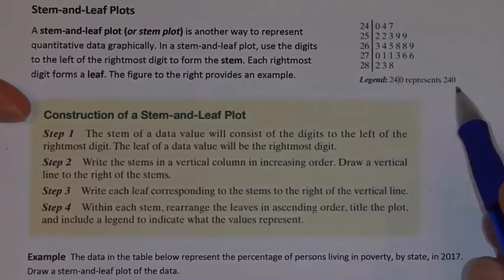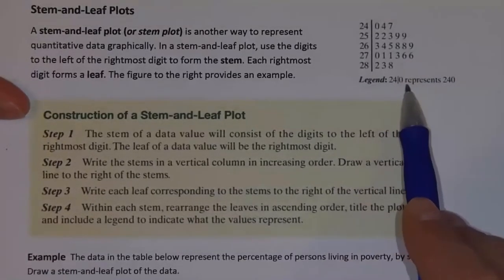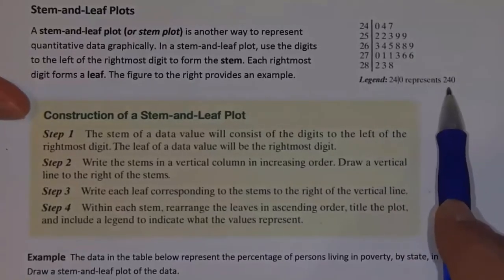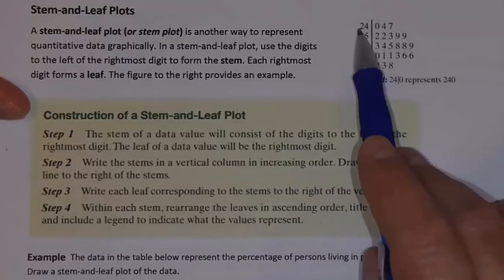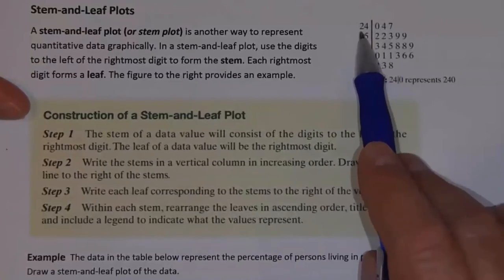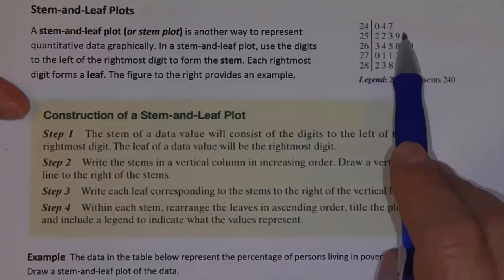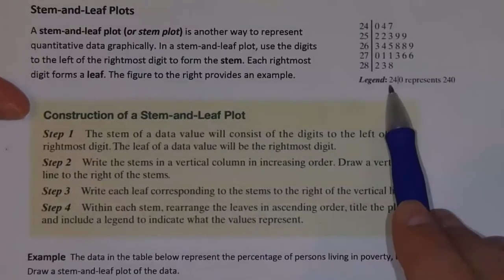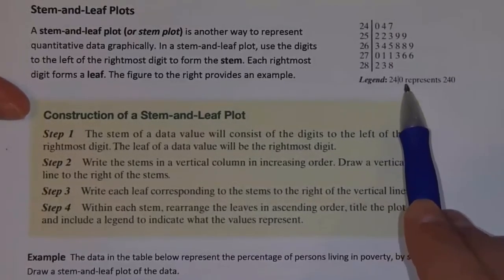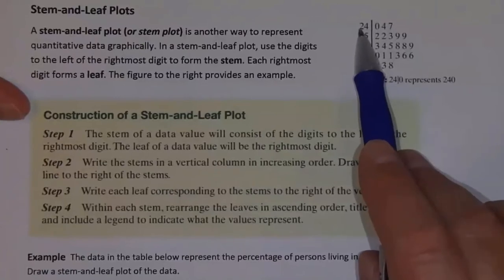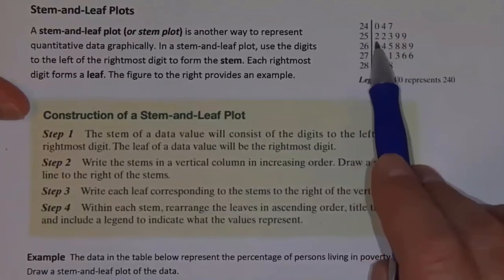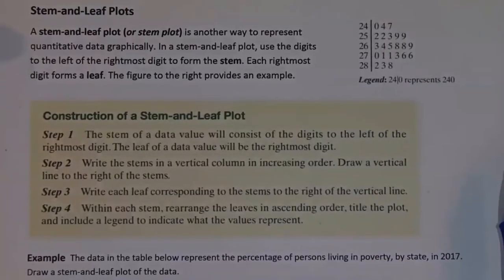Now, again, we include the legend because it's possible that the 2, 4 with the line and then 0 could represent 24.0. If that was the case, then this would be 24.0, 24.4, 24.7, 25.2, and so on. Or you could even mean 2.40. So if that was the case, then it would be 2.40, 2.44, 2.47, 2.52, and so on.